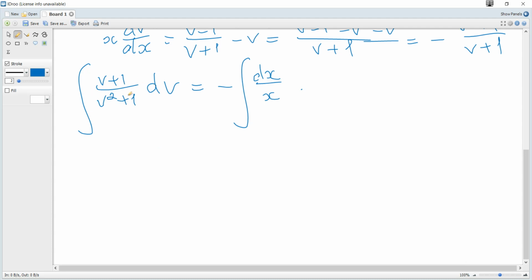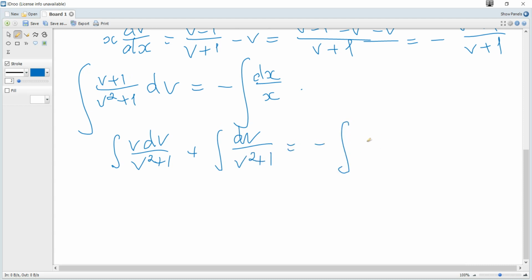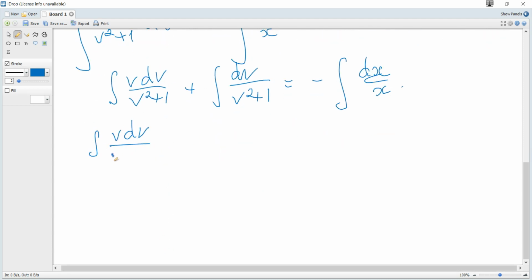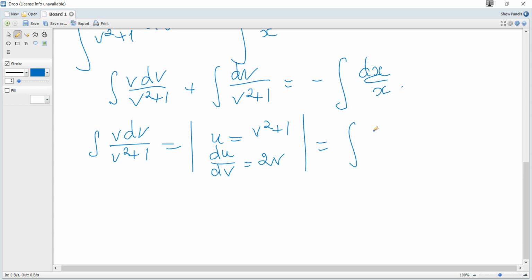So we integrate both sides. Let's split the left hand side into two integrals: the integral of v dv over v squared plus 1, plus the integral of dv over v squared plus 1, is negative integral dx over x. The second one is directly the arctangent formula, which is given in the data booklet, and to find the first integral we can apply the next substitution. Let u be v squared plus 1, and as usual consider du over dv, which is 2v, and hence dv is du over 2v.